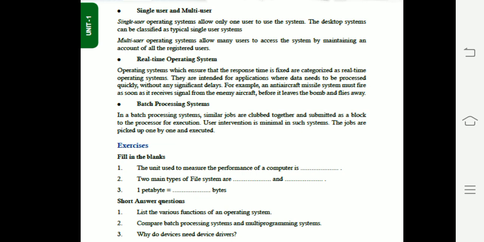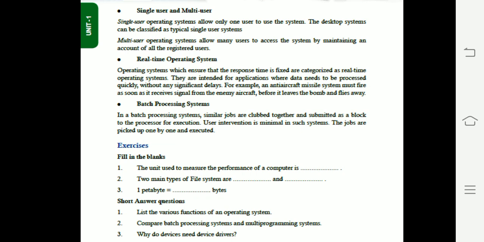Then it comes batch processing operating system. In this batch processing system, similar jobs are clubbed together and submitted as a batch to the processor for execution. Jobs of similar type are collected into a batch, and after collecting, the batch is processed by the processor. When the batch is created, the processor will execute the jobs one after another without the interference of the user. That is known as the batch processing system.